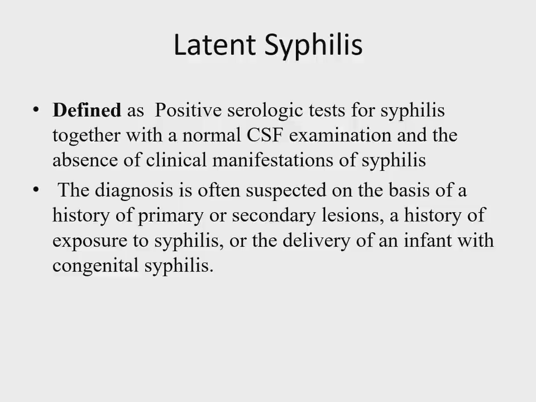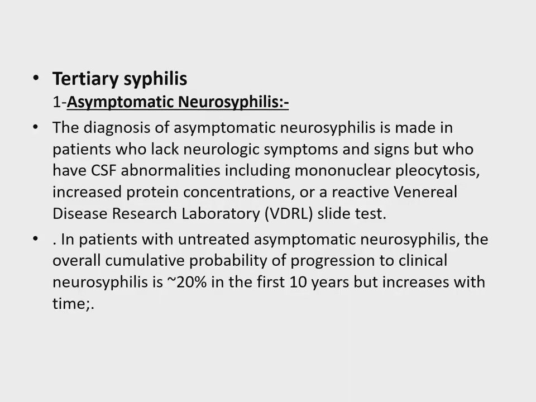After a period of years, the patient will develop tertiary syphilis. This tertiary syphilis is divided into two types. The first one is called asymptomatic neurosyphilis. The patient has passed to neuro. The neurological system has been affected, but the patient is still symptom free.